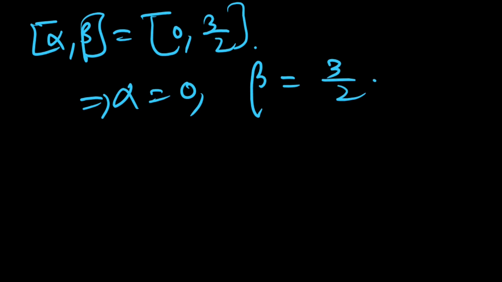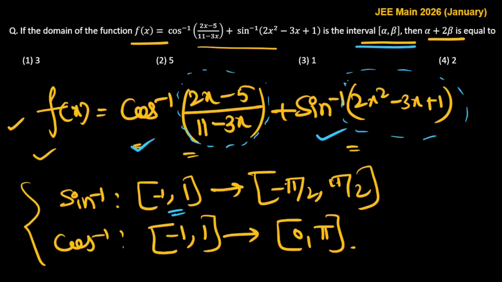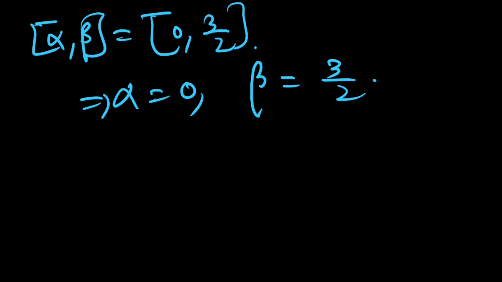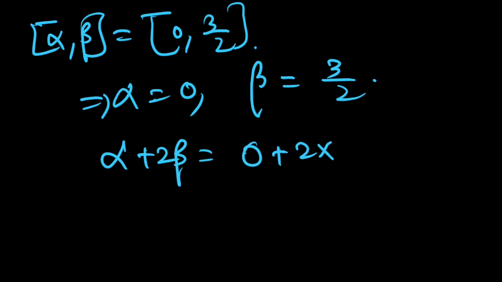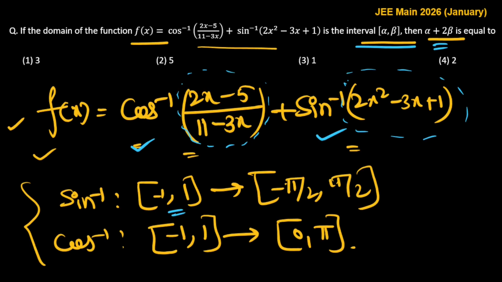And the question asked what is the value of alpha plus 2 beta. Therefore alpha plus 2 beta is equal to 0 plus 2 times 3 by 2, the 2 cancels, that is 3. So 3 is the correct answer. If you see the options, the first option is the correct answer, 3 is here.